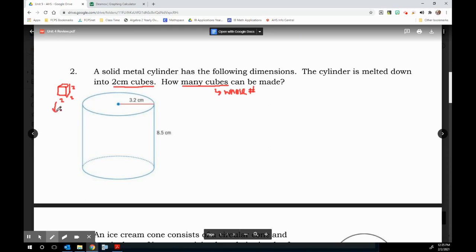So the volume that we're looking at for these cubes is length times width times height. So 2 cubed, or 8. So the volume of the cubes is 8. So what we're going to have to do also is figure out what is the volume of this cylinder in order to figure out how many of these 8 cubic centimeters we can make.